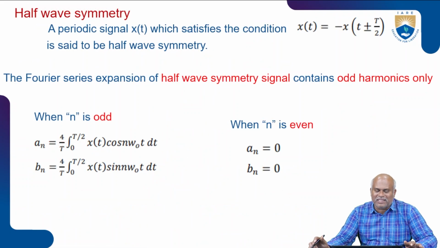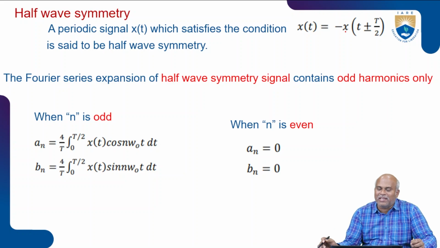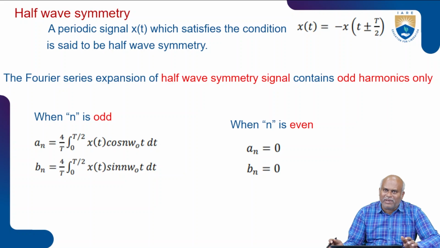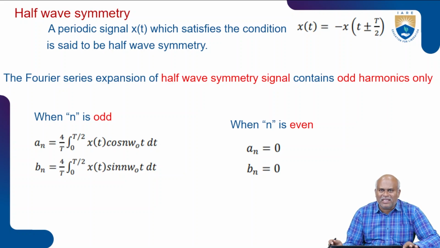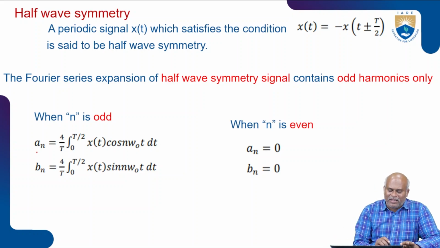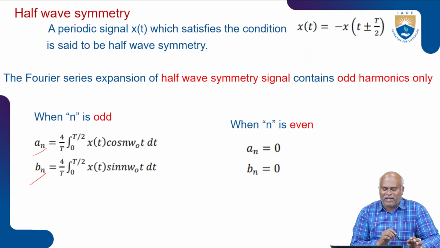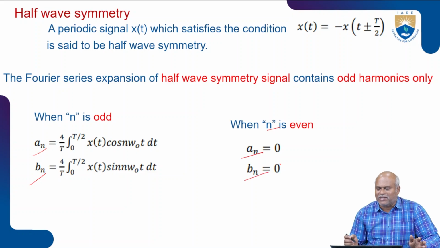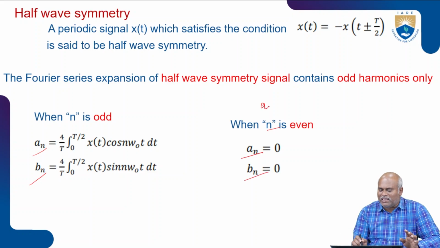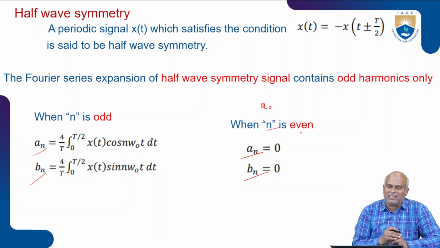Next, the half wave symmetry condition. A periodic signal x of t which satisfies the condition x of t is equal to minus x of t plus or minus T by 2 is said to be half wave symmetric. The Fourier series expression of a half wave symmetric signal consists of odd harmonics only. When n is odd, we get a of n as well as b of n. If n is even, a of n and b of n values are 0. That means only the DC component is present, and the signal is even.